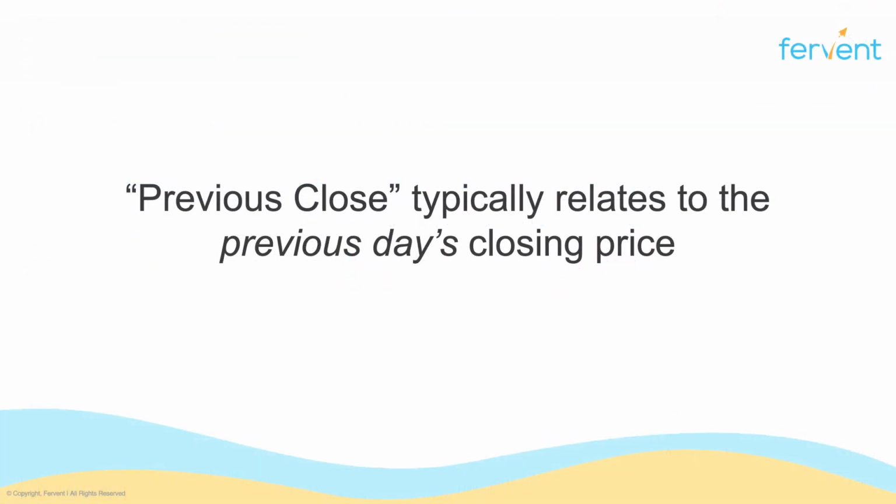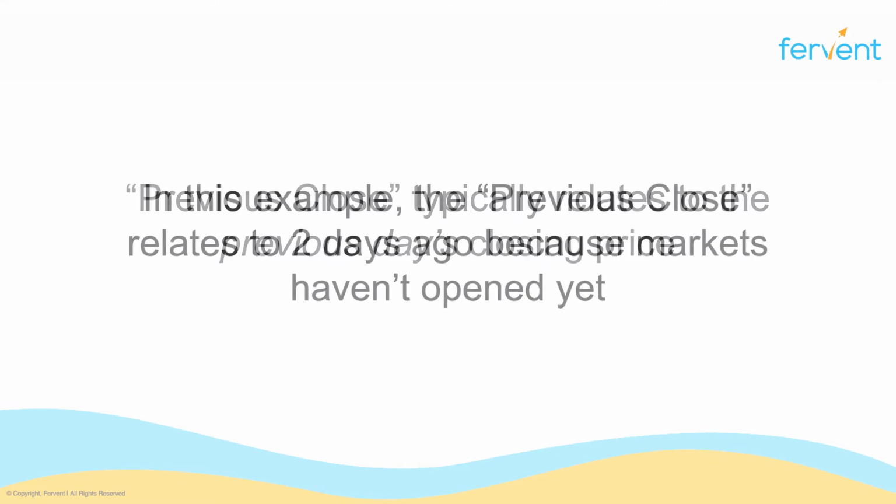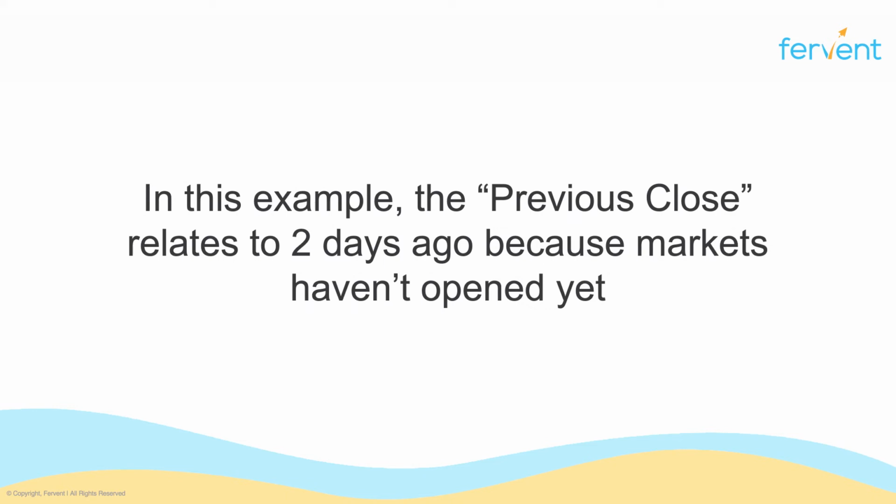Put differently, previous close typically relates to the previous day's closing price. So typically when you look at a previous close, it's referring to yesterday's closing price. In this specific example, though, the previous close strictly relates to 2 days ago. So the price as of market close 2 days ago, but it relates to that only because the markets haven't opened as of the time of recording, right?